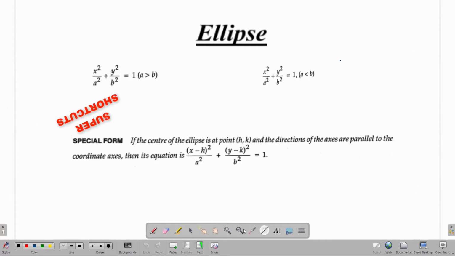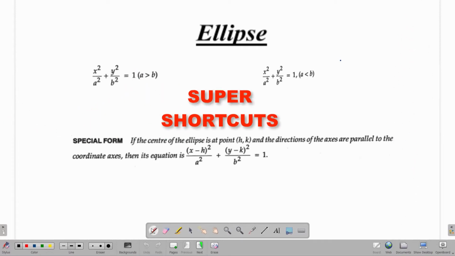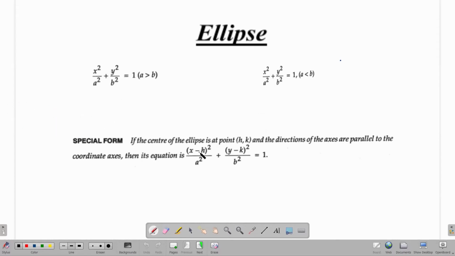Here I am with some super shortcuts. This is the first type of ellipse, when a is greater than b. In this case, eccentricity is root of 1 minus b square by a square. Foci here are plus minus ae comma 0.